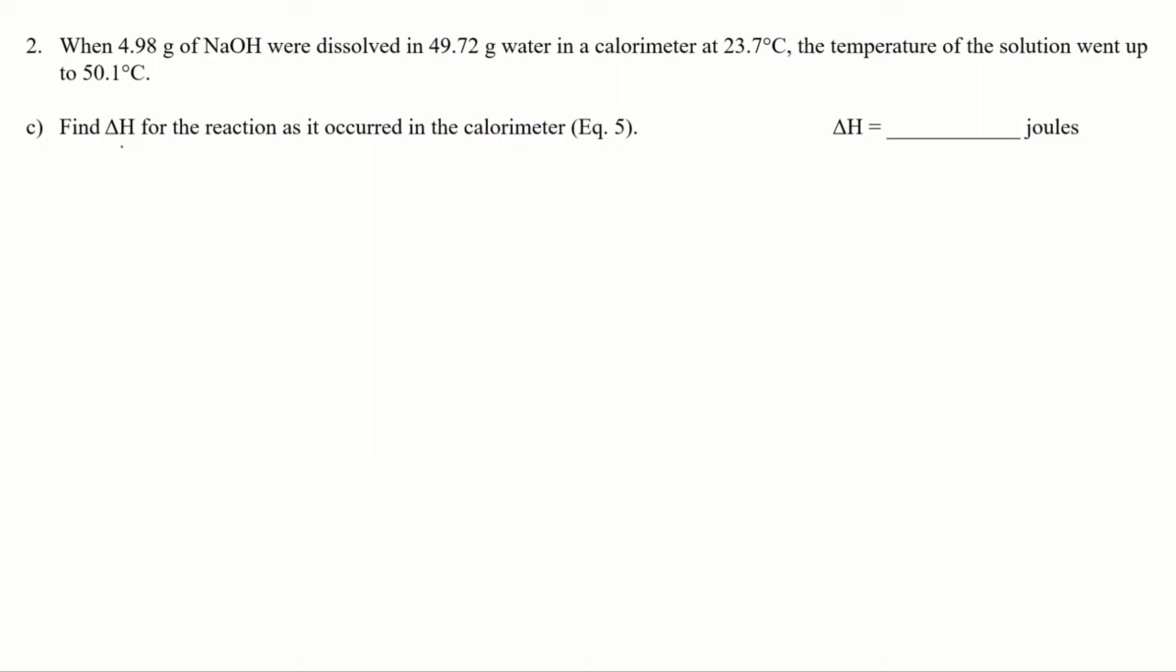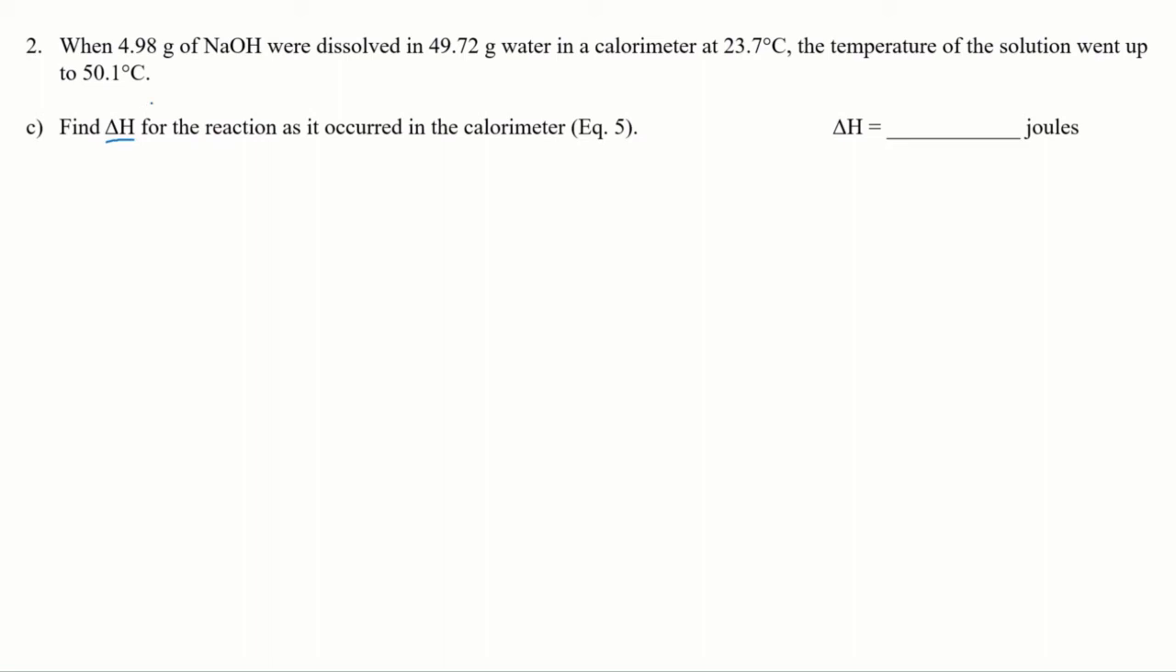Part C. Find delta H for the reaction as it occurred in the calorimeter. I'll use equation number 5. Before looking at equation number 5, let's define what delta H is. Delta H is the change in enthalpy, and change in enthalpy is the amount of heat or amount of energy that flows in or out of a reaction, depending if the reaction is exothermic or endothermic.